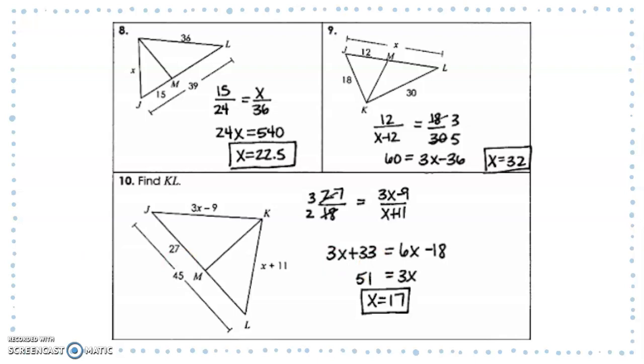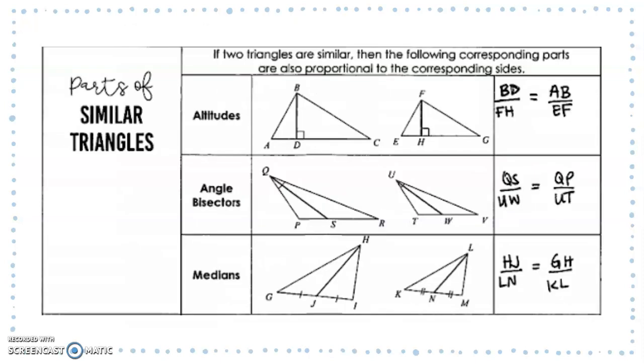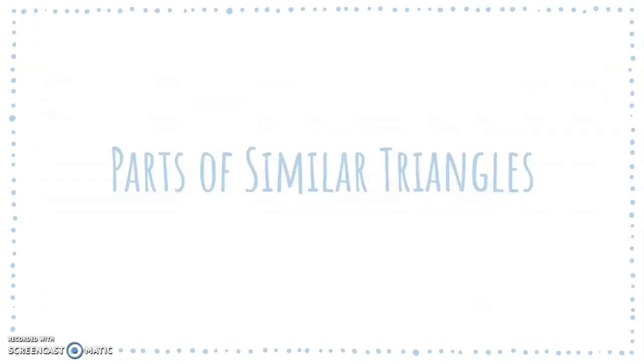So again, that was using our triangle angle bisector theorem, and we also took a look at altitudes, angle bisectors, and medians, and setting up proportions with that. So those were all of our different parts of similar triangles.